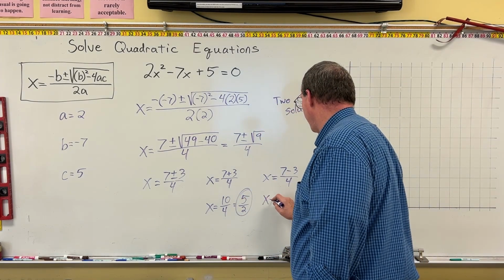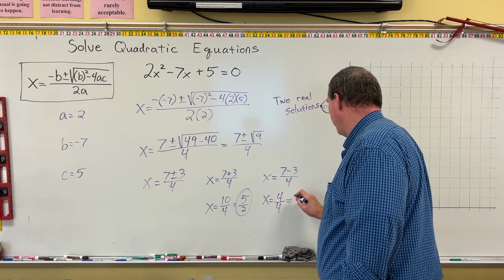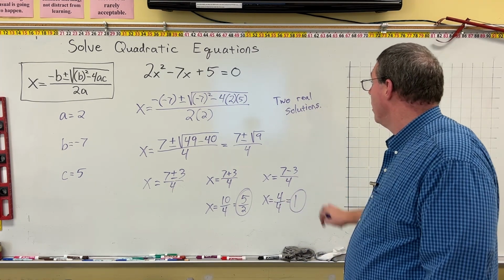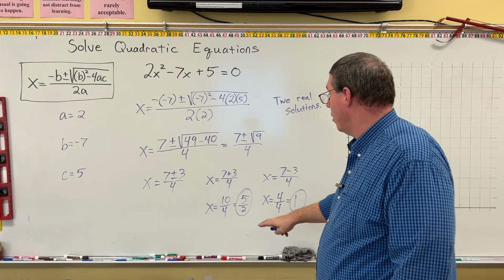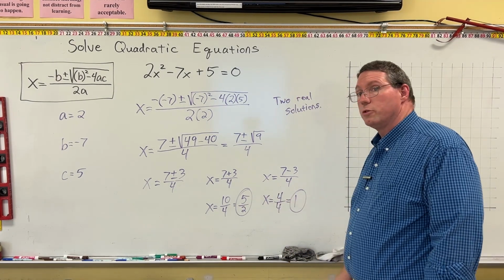And then here, x is equal to 7 minus 3 is 4. 4 over 4, well, that's 1. So our other solution is 1. So our 2 real solutions are x is equal to 5 over 2, and our other solution is x is equal to 1.